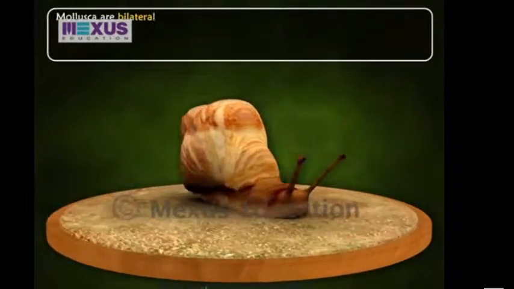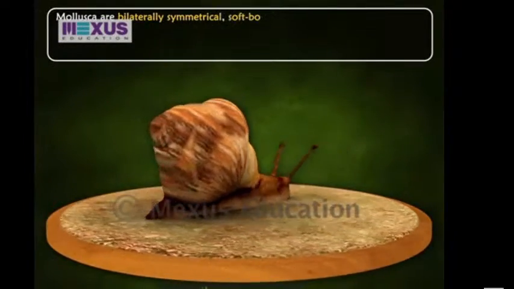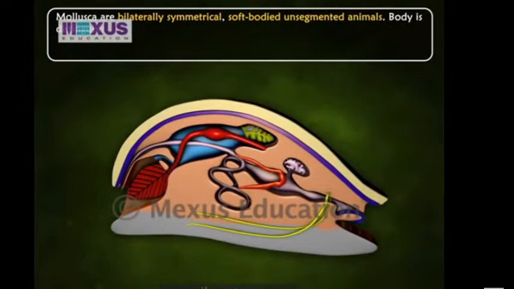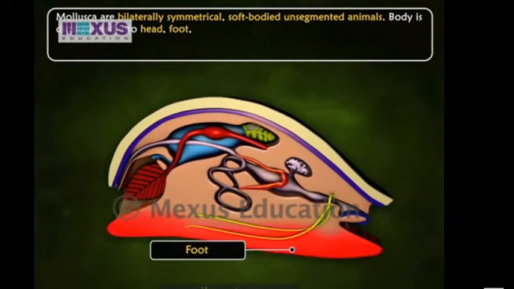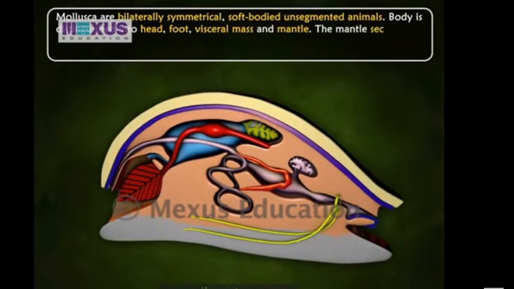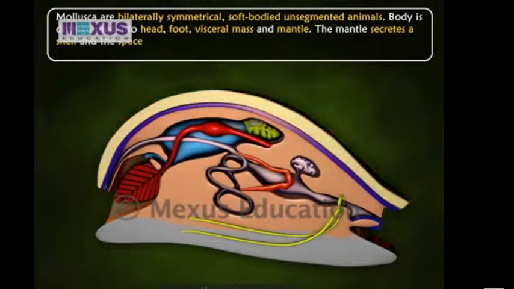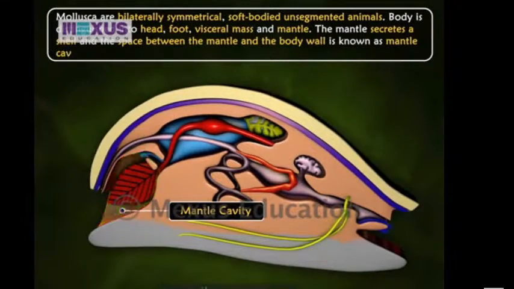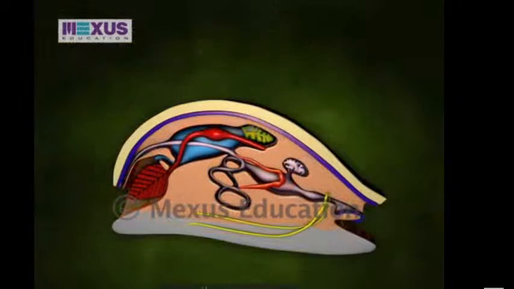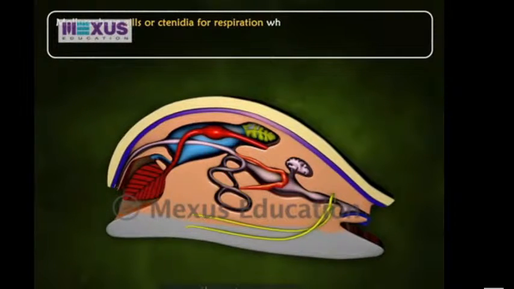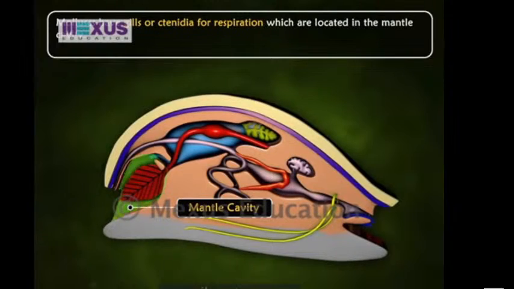Mollusca are bilaterally symmetrical, soft-bodied, unsegmented animals. The body is distinguished into a head, foot, visceral mass and a mantle. The mantle secretes a shell, and the space between the mantle and the body wall is known as mantle cavity. Mollusks have gills or ctenidia for respiration, which are located in the mantle cavity.